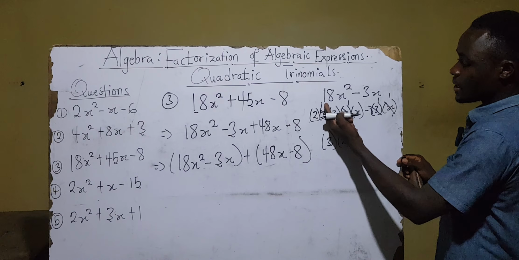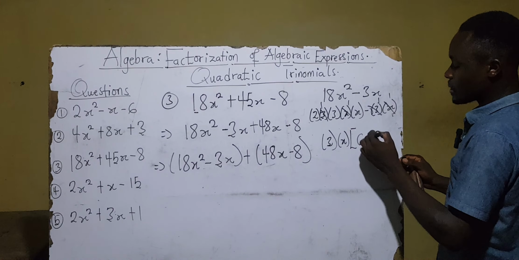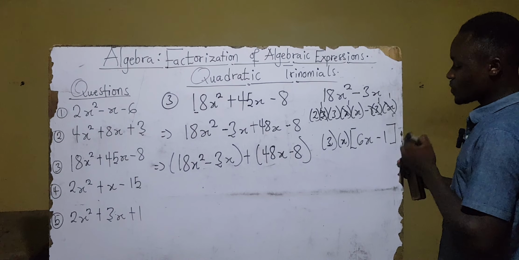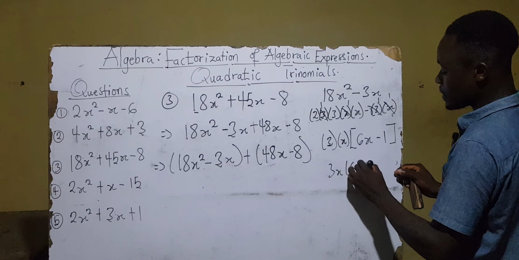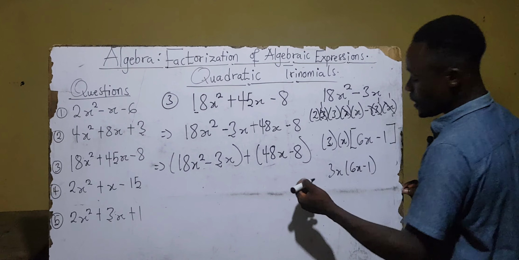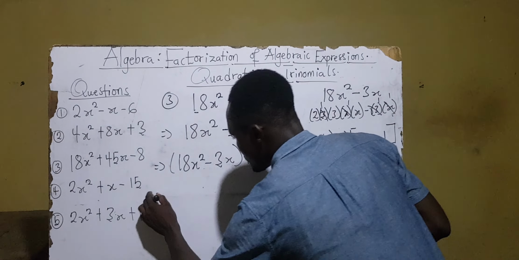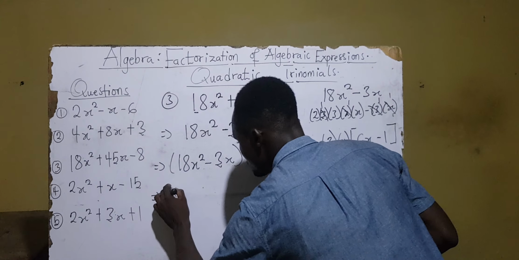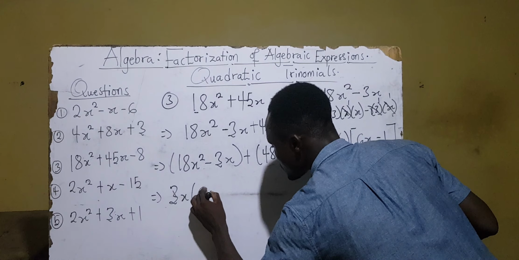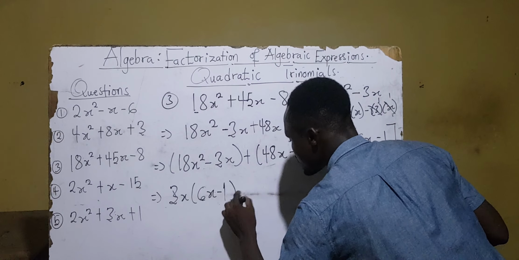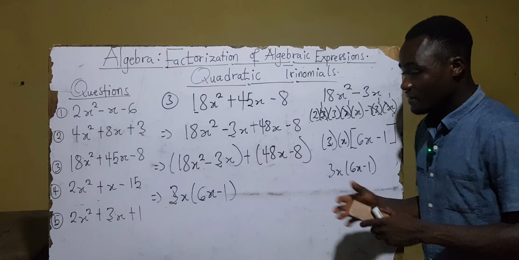So we multiply 2 by 1 is 2 times 3 is 6 times 1 is 6 times x gives us 6x, then minus 1. Okay, so here is 1 times 1 is 1. So here becomes 3x in a bracket 6x minus 1. So it means that the factorized form for the expression is 3x bracket open 6x minus 1. Then after, we come to this side and factorize it as well.